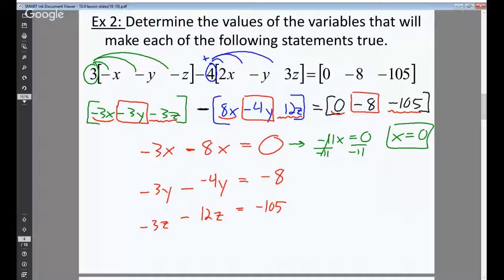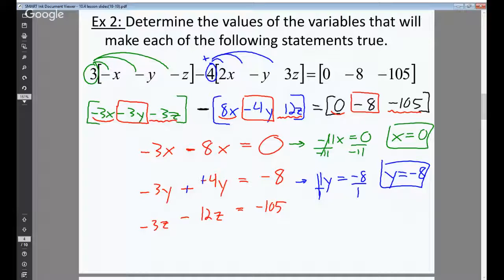Negative 3y minus a negative 4y. Well, if we change that to plus positive, negative 3y plus 4y, that'll just give you 1y equal to negative 8, which you divide by 1, you basically still get the same answer of y equals negative 8.